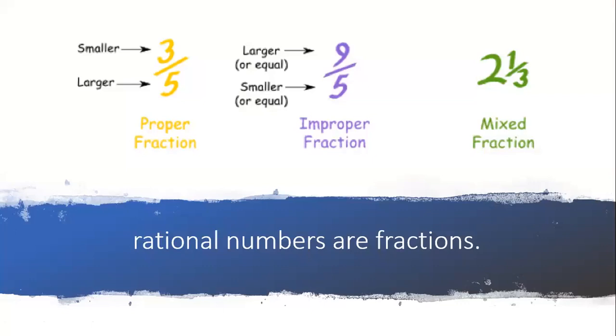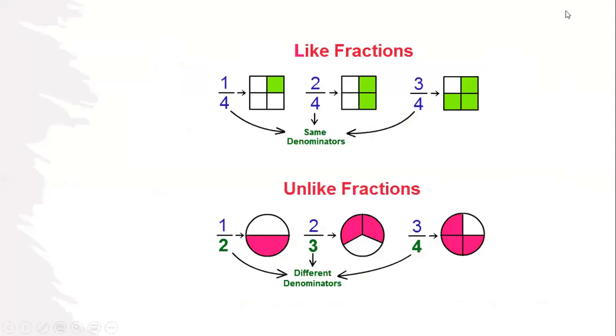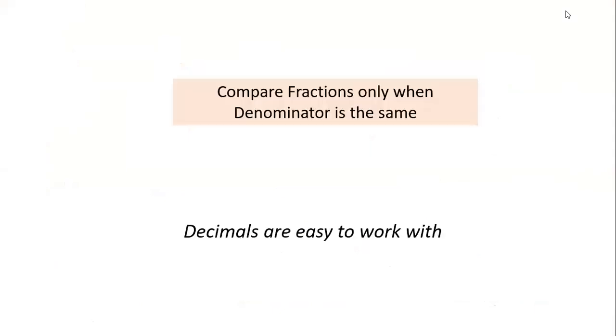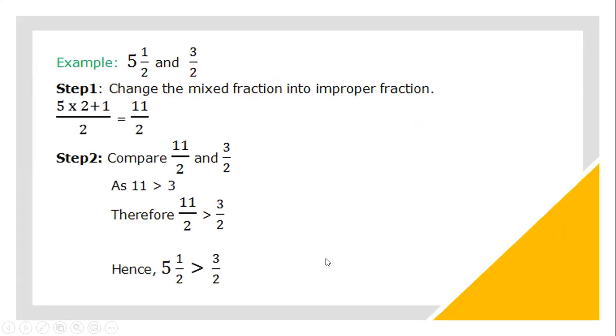Again, rational numbers are fractions, and fractions can be proper fractions, improper fractions, and mixed fractions. And you had seen what it means to be like and unlike fractions. Do you all remember? Like fractions are where you have the same denominator, unlike fractions are where you have different denominators. You can only compare fractions when the denominator is the same. So whenever you are looking at any fractions, the only way to compare them is if the denominators are made the same. That is the reason why decimals are easy to work with, because with decimals the denominator is always 1 by 10, 1 by 100, 1 by 1000. So it's easy to work with.